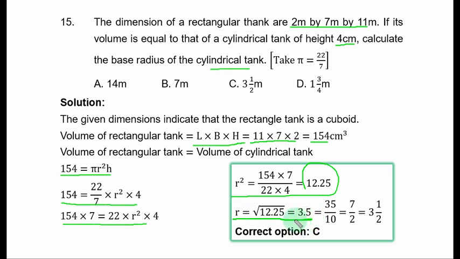3.5 is not in the options yet. What we have there is either whole numbers or mixed fractions. So let's express 3.5 as a common fraction. You have 35 over 10. If you reduce by 5, you have 7 over 2. If you convert to a mixed fraction, you have 3 whole number 1 over 2. So C is the correct option.